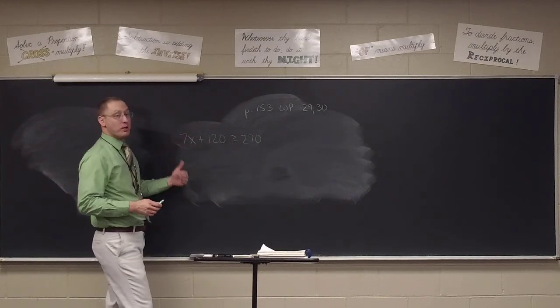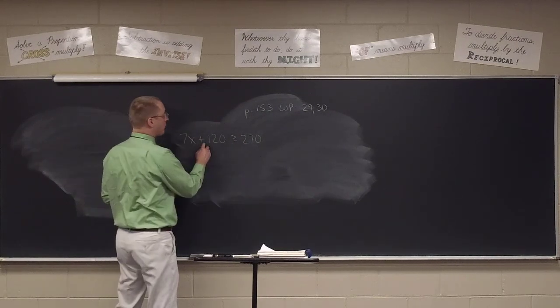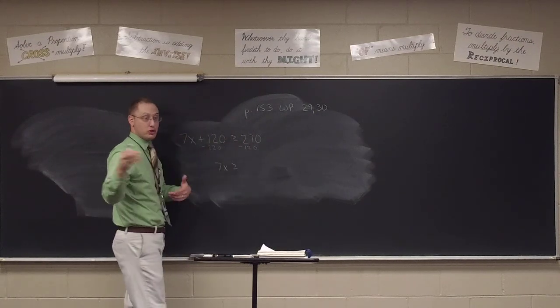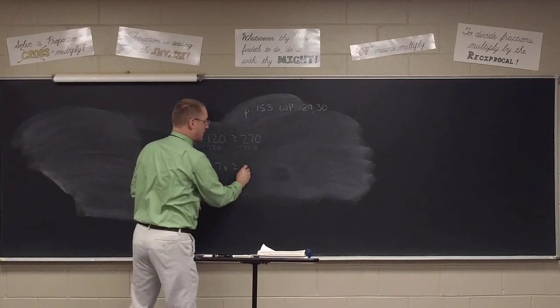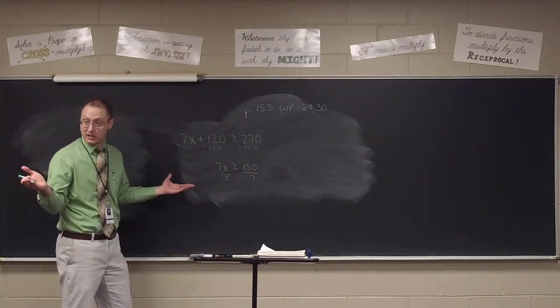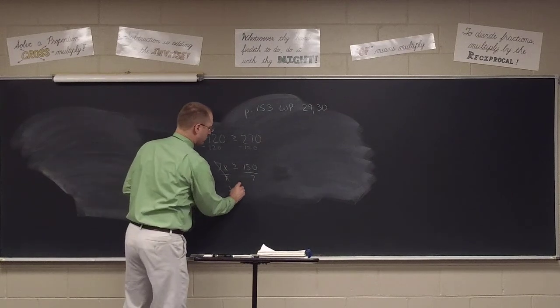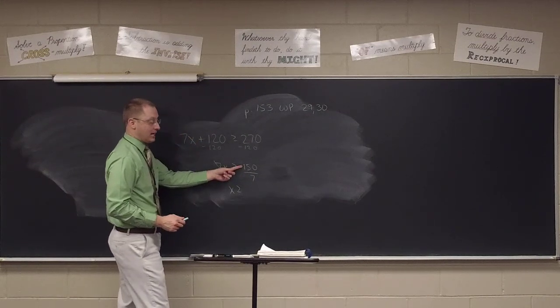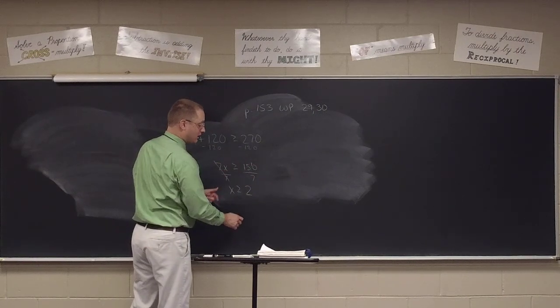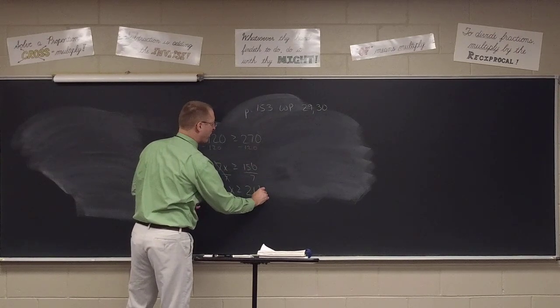Now, as far as how we actually do the work, you're right. We will start by subtracting the 120 to get 7x is greater than or equal to 150. And then we will probably do what you, I assume, did next, and that was divide by 7. Now, when we do, 7 goes into 15 twice with 1 left over, 7 goes into 10 once, and we end up with 21 and 3/7.